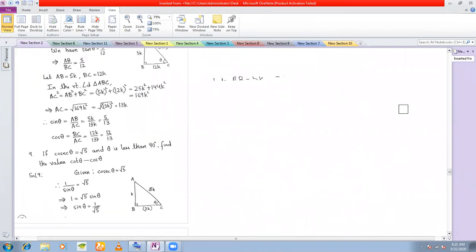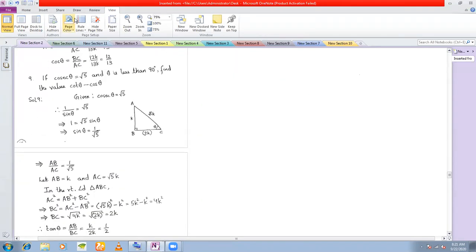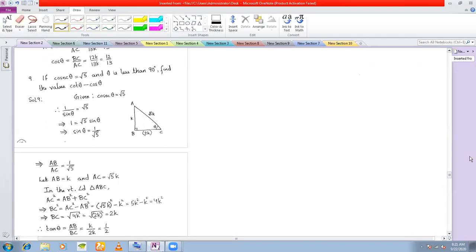Okay, so we'll attempt the next problem here. After this is your problem number 9. Here in this problem, this time cosec theta is given to you. Number 9. Given cosec theta is equal to root 5 and theta is less than 90 degree. Theta is less than 90 degree means that theta is an acute angle and that all the ratios are positive. Sin theta, cos theta, tan theta, all are positive. That is what the meaning of theta is less than 90 degree is.